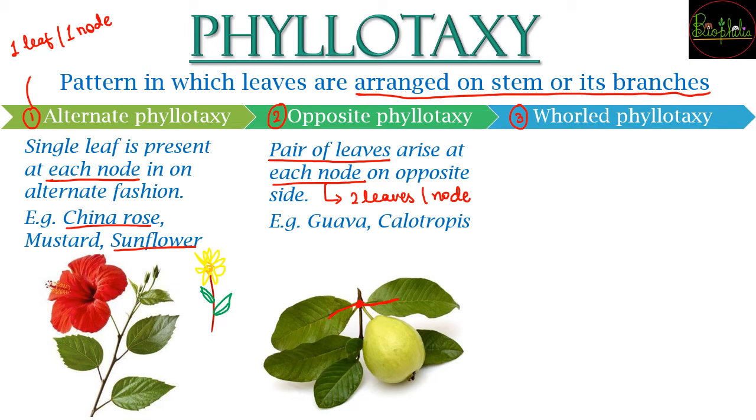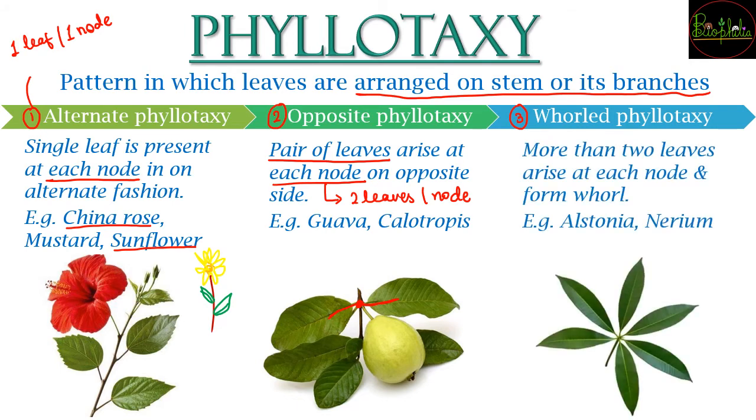Third is whorled phyllotaxy, wherein you are going to have more than two leaves at each node, that is, 2 plus leaves per node is going to give you the whorled phyllotaxy. That can be seen in the case of Alstonia and Nerium. So you can see how the particular whorled phyllotaxy is going to be visualized.